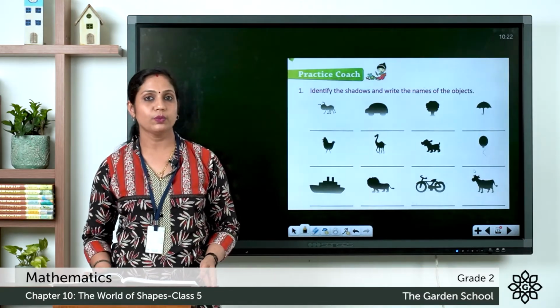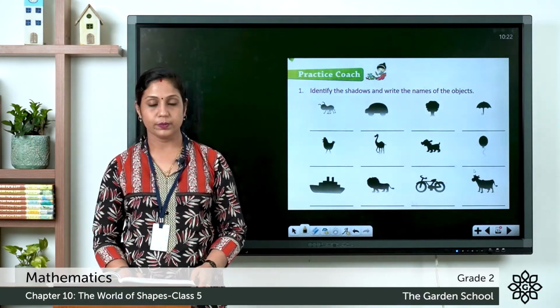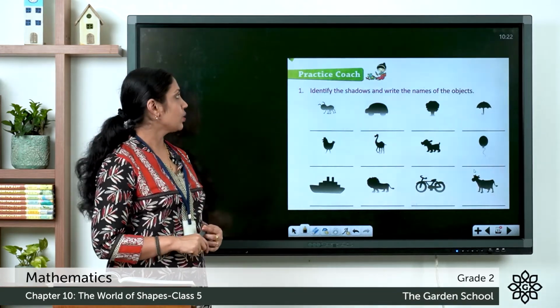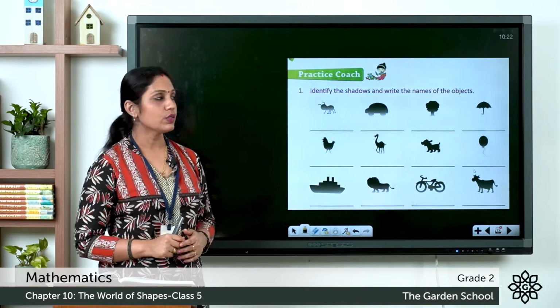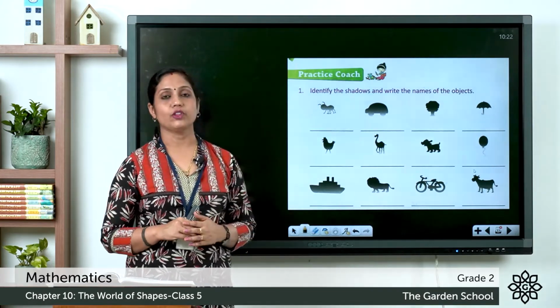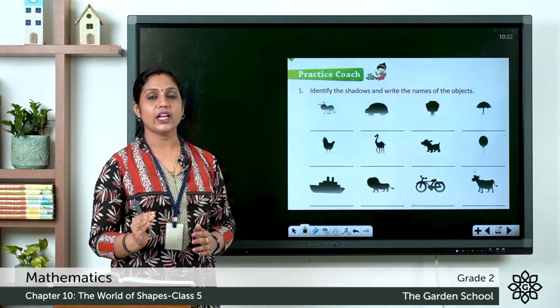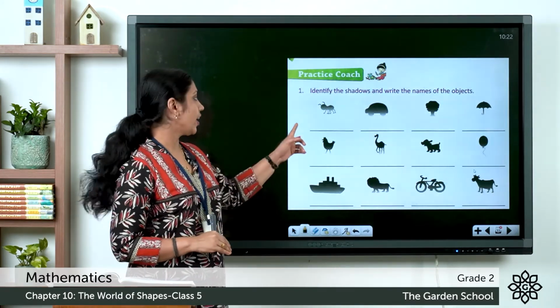Now let's move on to exercises. Page number 148. You can see the practice coach. Identify the shadows and write the names of the objects. So in here, the shadows are given. You have to identify which object it is and write the name of it.